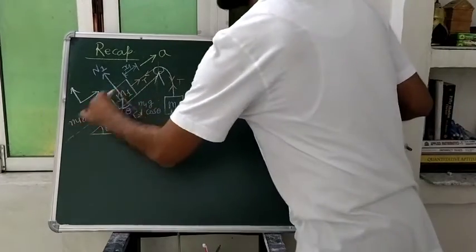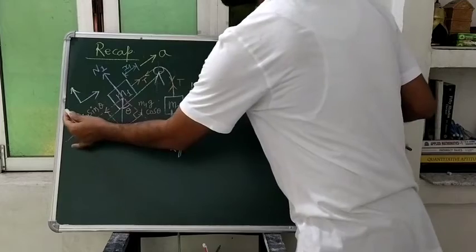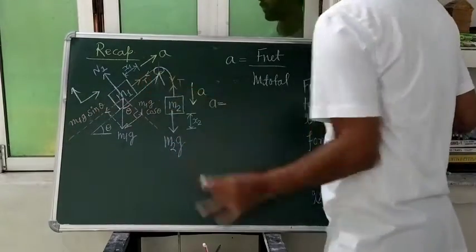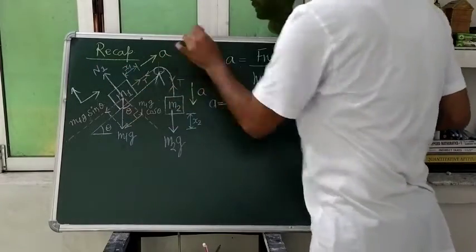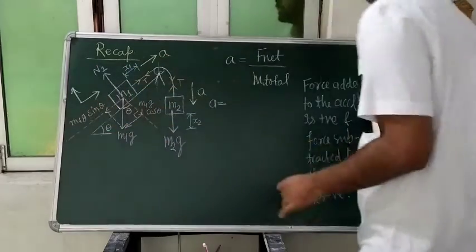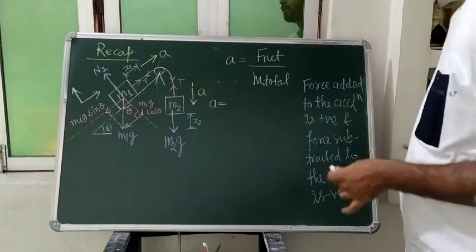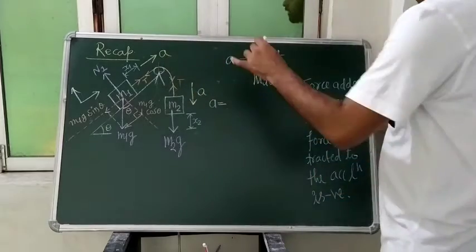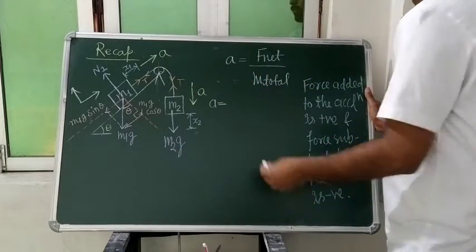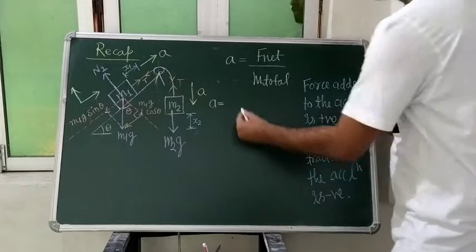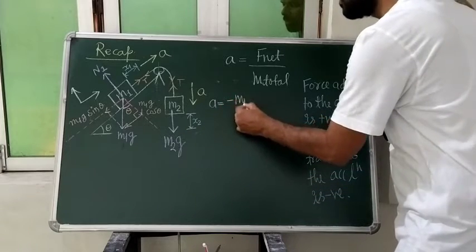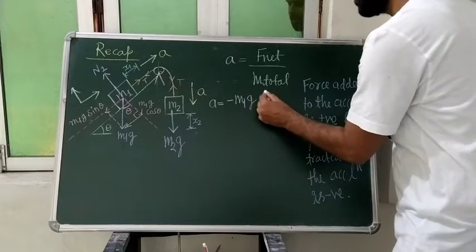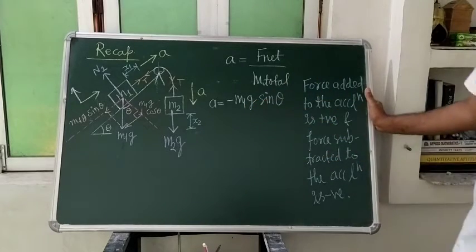So the force which is affecting the acceleration is only what, student? M1G sin theta. Tension we will not take into account, these forces are not affecting the acceleration, only this M1G sin theta is present which is affecting the acceleration, and it is subtracting from the acceleration. So the force which will subtract from the acceleration, we will say as minus M1G sin theta.